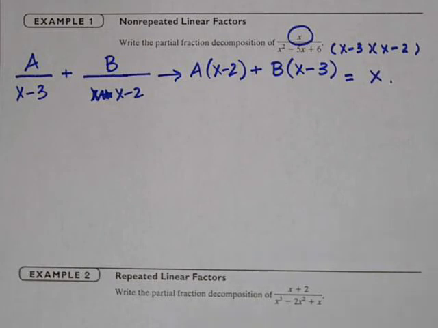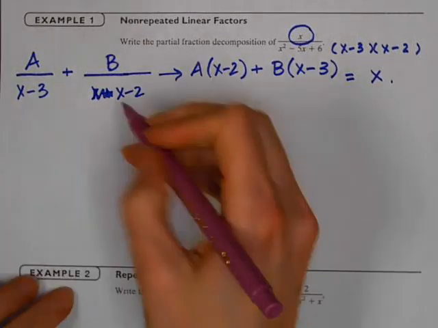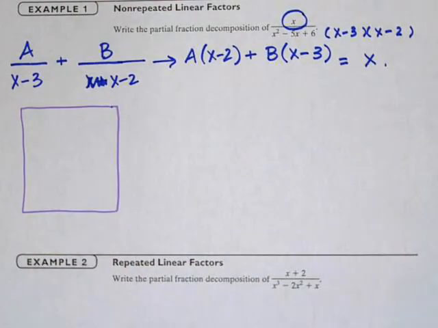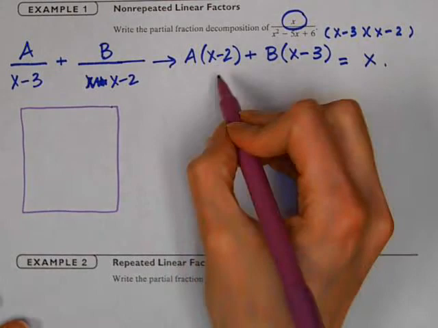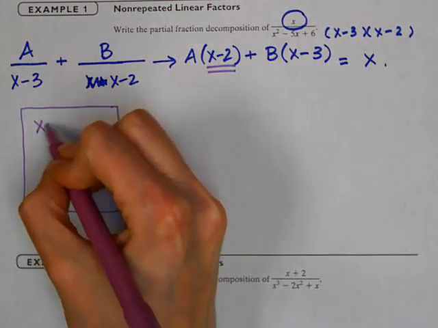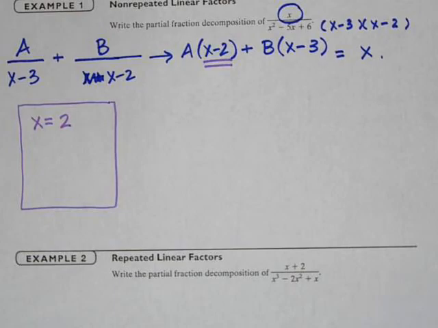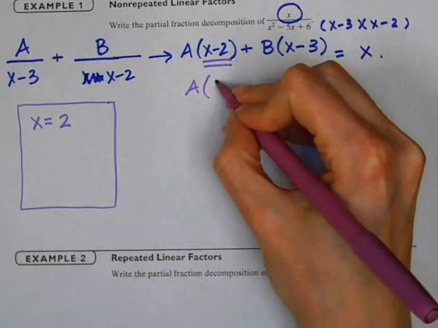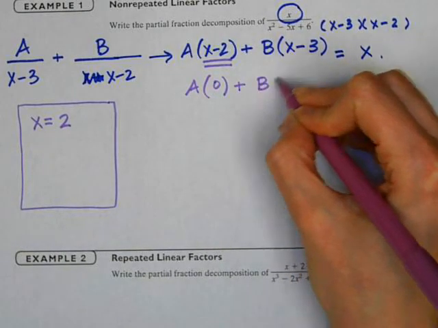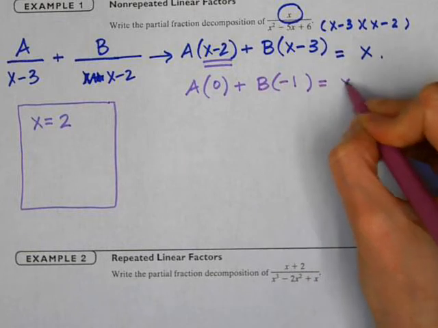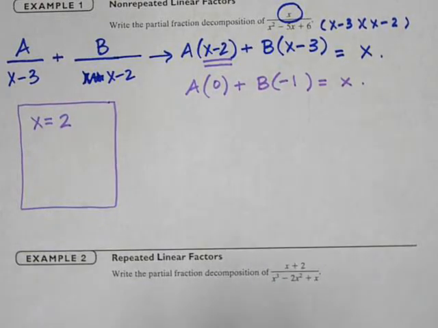And here's where we get fancy and we plug in some strategic x values to find a and b. You want to pick ones that are going to make it cancel. So I'm going to start by plugging in x equals 2. So we're going to end up with a times 2 minus 2 is 0, plus b times 2 minus 3 is negative 1, equals x. And a times 0 cancels.